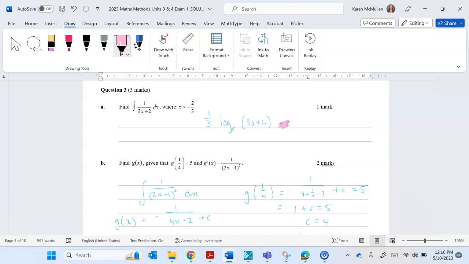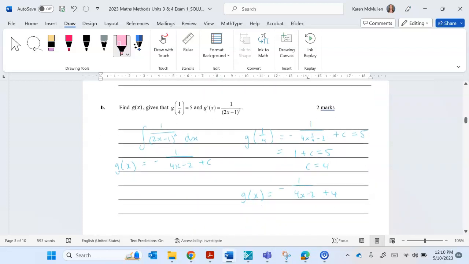So this formula is on your formula sheet. I think no, just trying to think. I don't think it is on your formula sheet. So the coefficient of x just comes out the front as 1/3. So just remembering that formula. If you do have a number other than 1 up the top, you can put that in front of your integral.